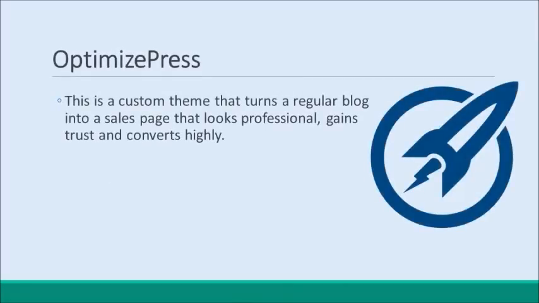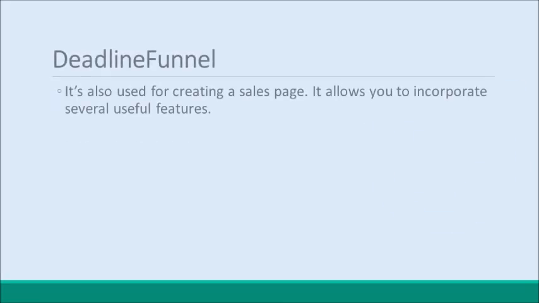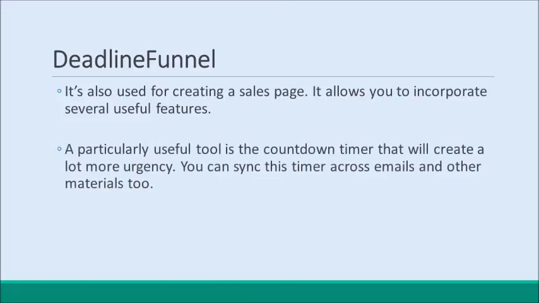OptimizePress. OptimizePress lets you add a theme to your WordPress site that is designed for selling. It turns a regular blog into a sales page that looks professional, gains trust, and converts highly. Deadline Funnel. Deadline Funnel is another tool specifically intended for creating a sales page. This lets you add a number of useful features, and in particular, a countdown timer that will create a lot more urgency. You can sync this timer across emails and other materials too.